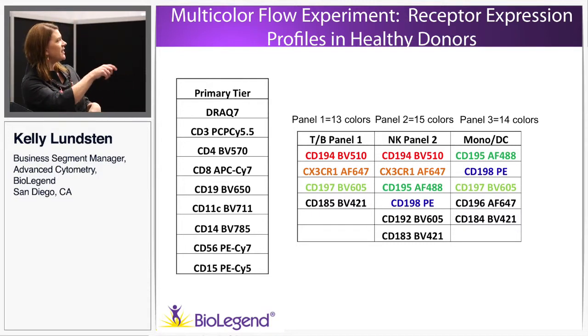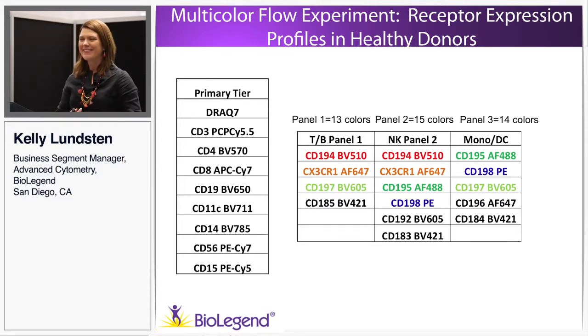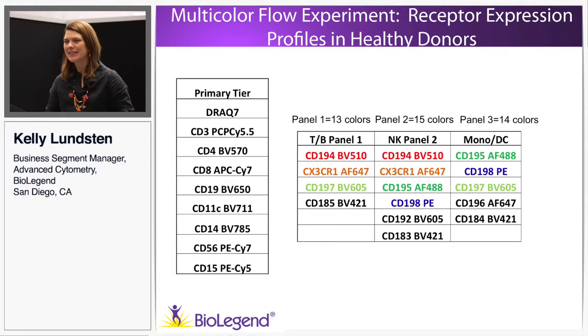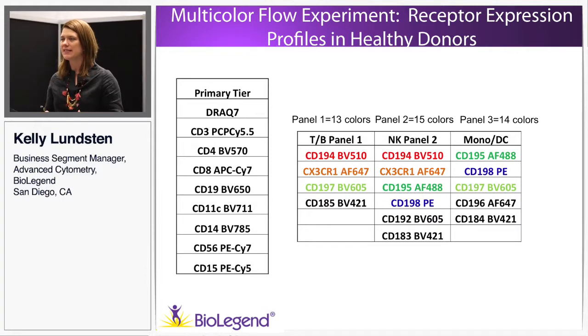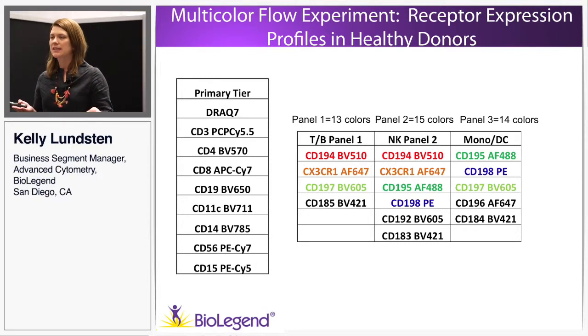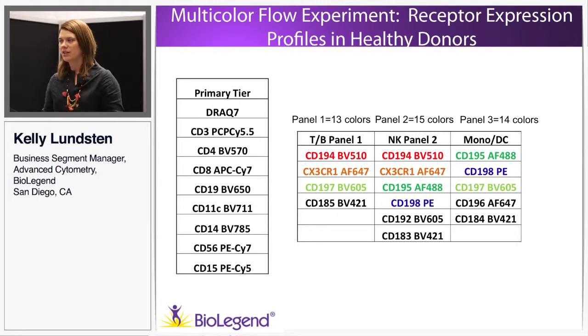So my primary tier is on the left here. I use DRAQ7. Has anybody used DRAQ7 before? I actually really like it quite a bit. It goes into the Alexa 700 channel, and it's simply an impermeant nucleic acid stain, because in my assay, I have no need to fix these cells. I'm not going after any cytokines or transcription factors. I was only going after surface receptors. So I have no reason necessarily to use a live dead fixable probe, and I was quite happy with the performance of the DRAQ7.